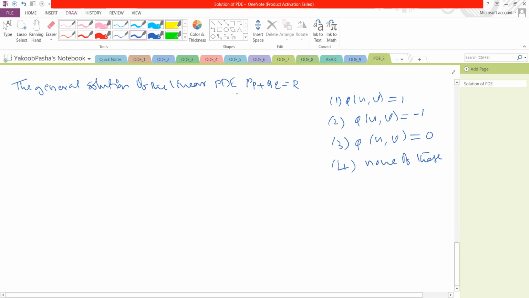For the PDE, the general solution is in the form of either phi of u comma v is equal to 0 or u is equal to phi of v or v is equal to phi of u. Okay, ఇందులో ఏదైనా ఒకటి సొల్యూషన్ అవుతుంది కాబట్టి phi of u comma v is equal to 0 is the right option.